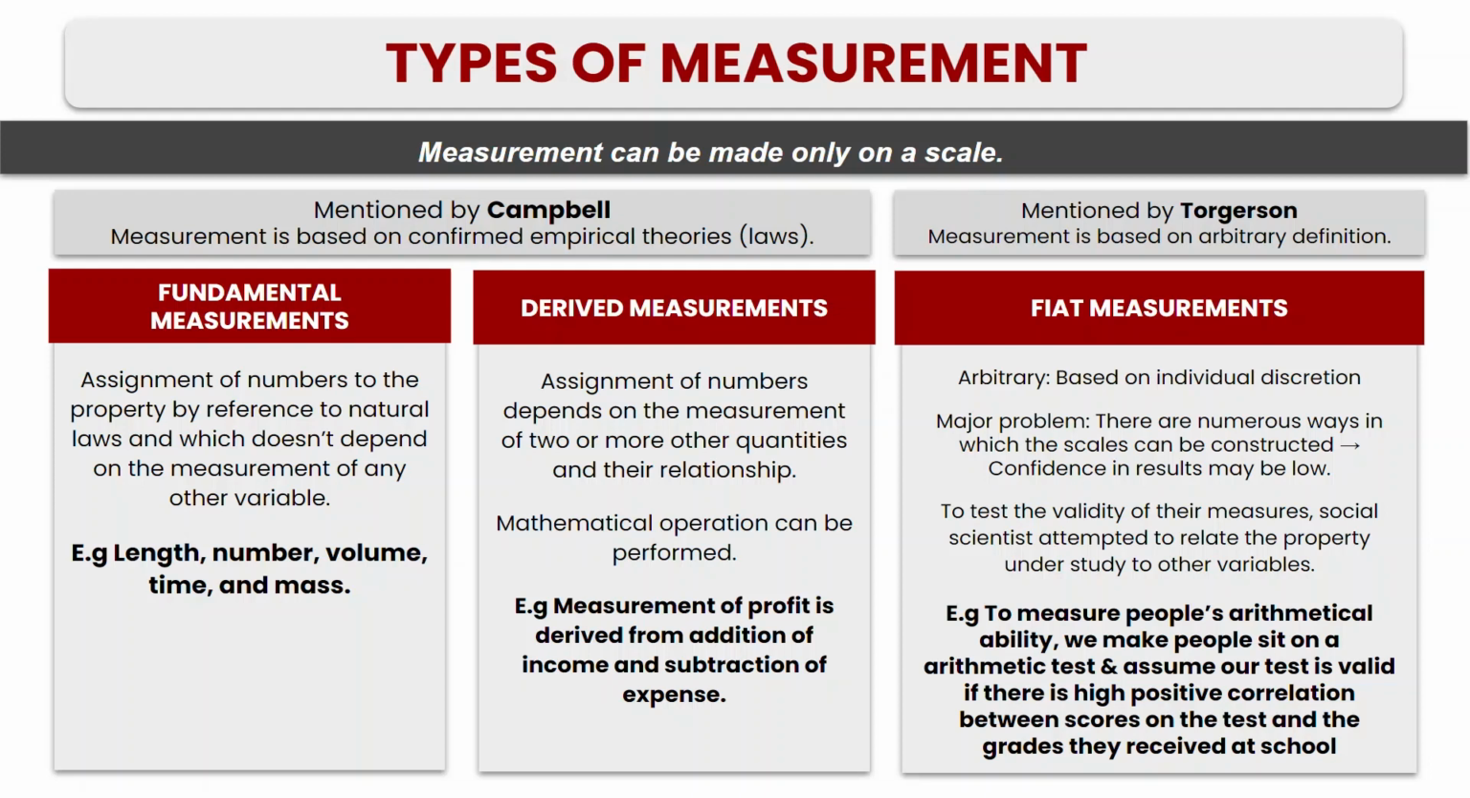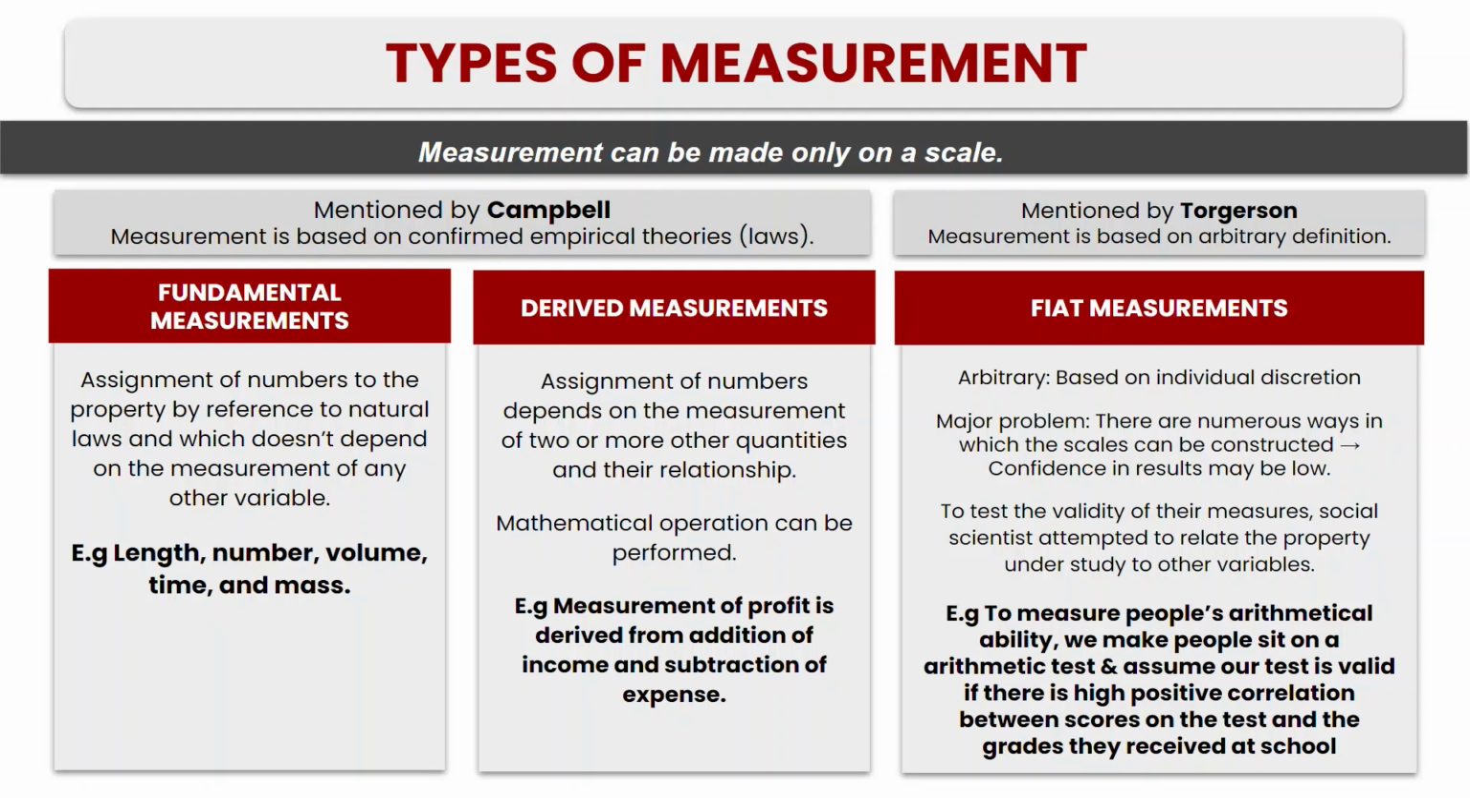The second one is the derived measurement. A derived measurement is the same as fundamental in a way that it is based on confirmed theory, but it depends on the measurement of two or more other quantities, and it also depends on the relationship between the quantities. A mathematical operation can be performed on the numbers from the derived measurement. For instance, the measurement of profit is derived from two quantities, which are income and expense, and a mathematical operation that can be performed is adding the income and subtracting the expense.